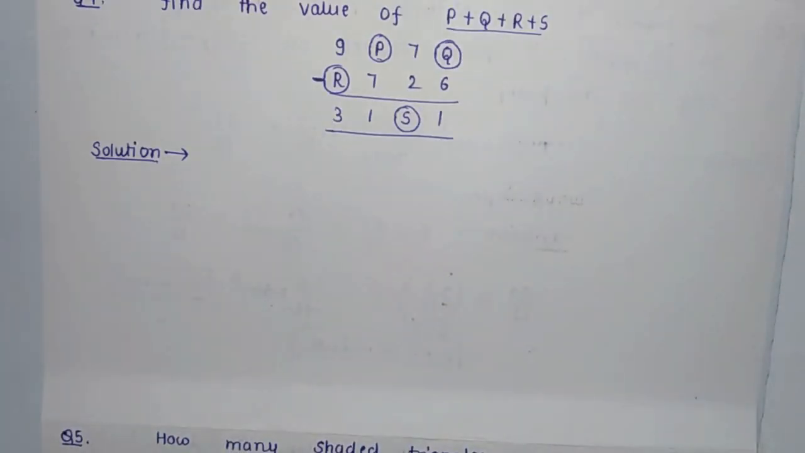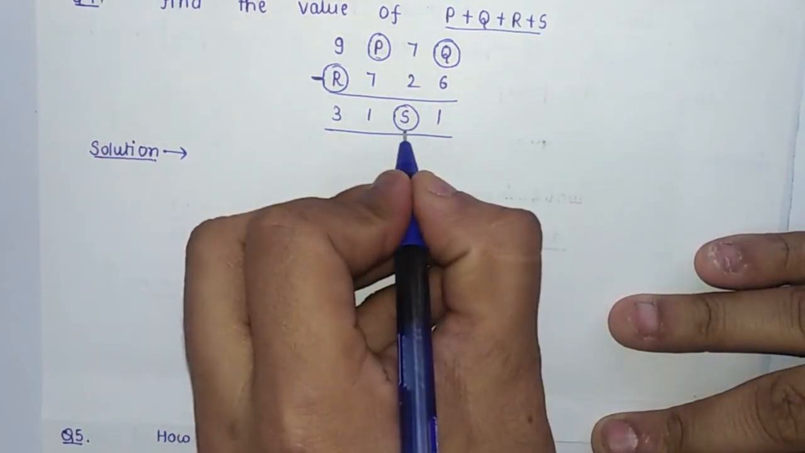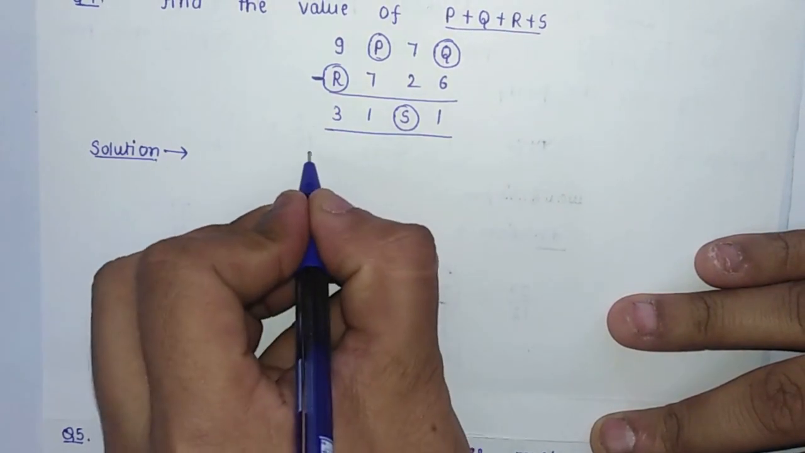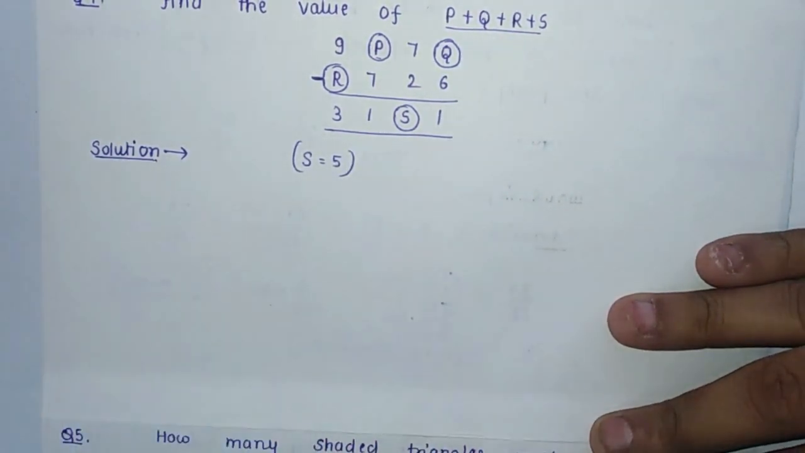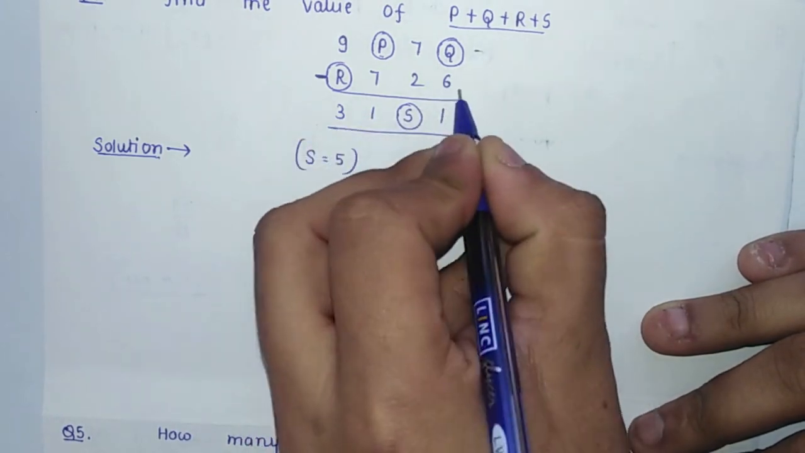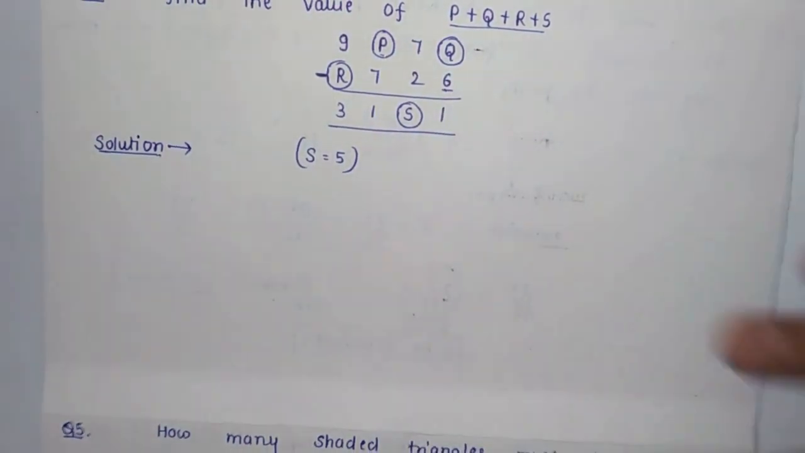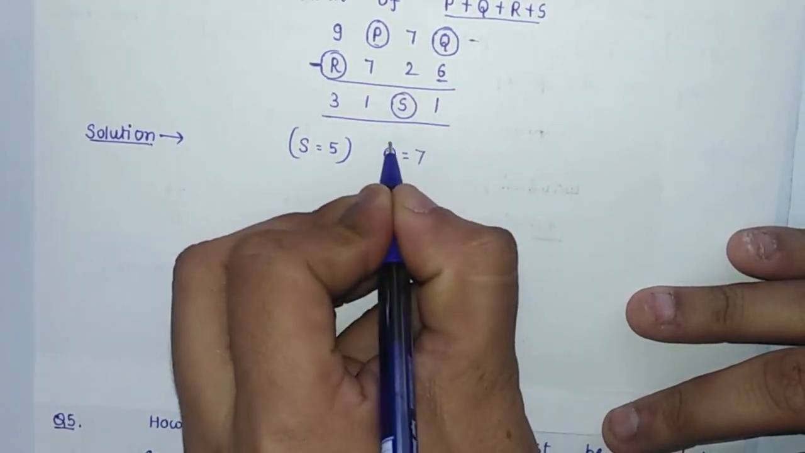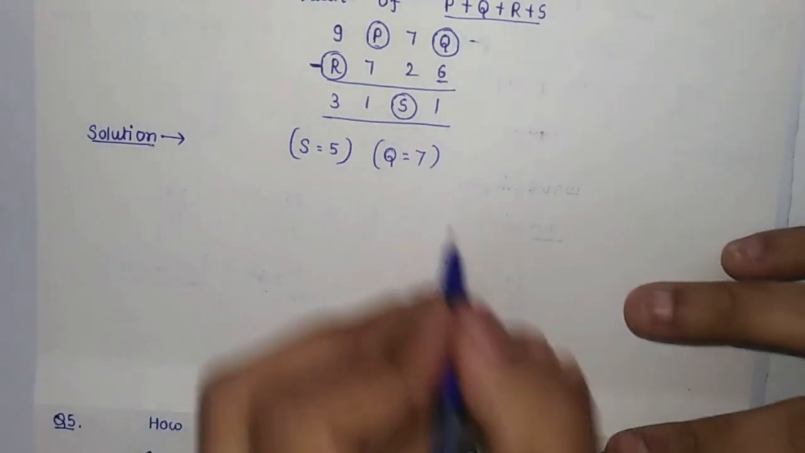So let's start. How do we approach this question? See, S can be easily calculated. Why? Because 7 minus 2 will give us 5. So S can be easily calculated, it will be equal to 5. Agree? Now calculate the Q. See, we are given like this, that there is a number q from which we are subtracting 6 and we are getting a value of 1. Can you guess the number? Like from a number we are subtracting 6 and we are getting value of 1. Like 7 minus 6 we will get 1. So in this way you have to think. So therefore q will be equal to what? 7. Because 7 minus 6 will be equal to 1. So q will be equal to 7.